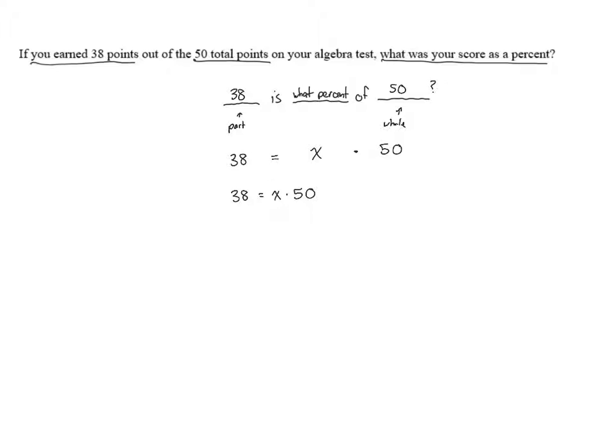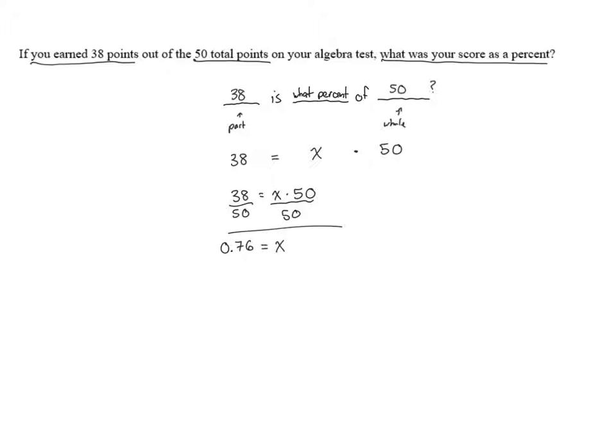Now, if we want to get x by itself in this equation, currently x is being multiplied by 50. So to undo that, we have to divide by 50. And so we have to do that to both sides. On the right, the 50s cancel, and we're left with x by itself. And on the left, if we perform the division 38 divided by 50, we end up getting 0.76. You can do that with a calculator, so you don't actually have to write it out and deal with all those decimals.